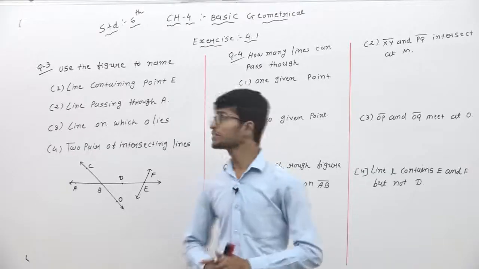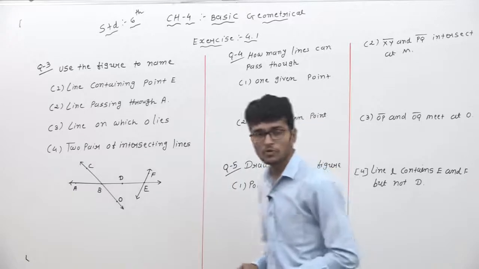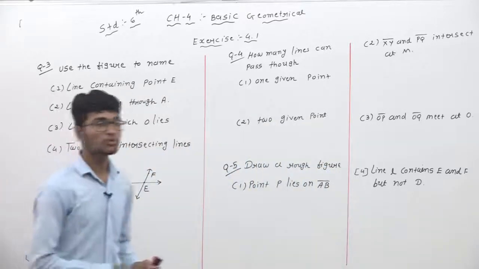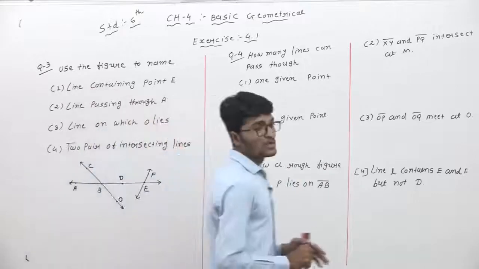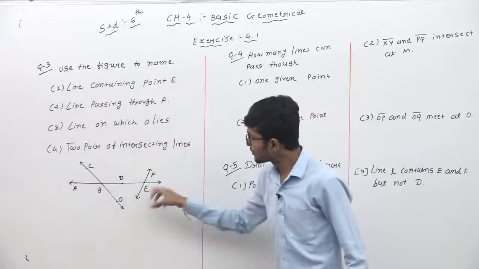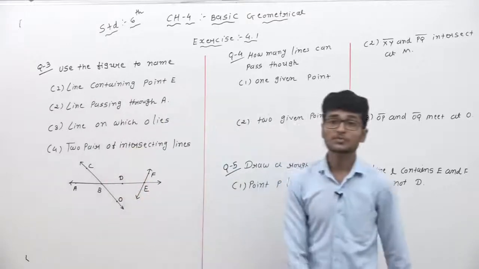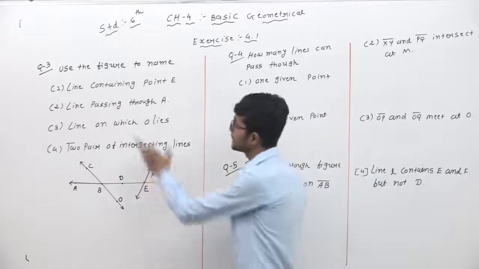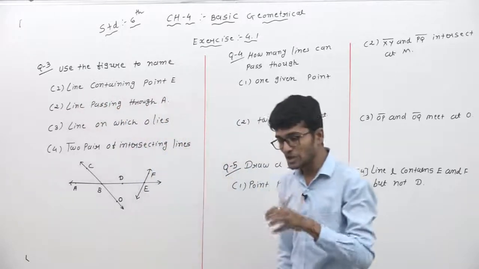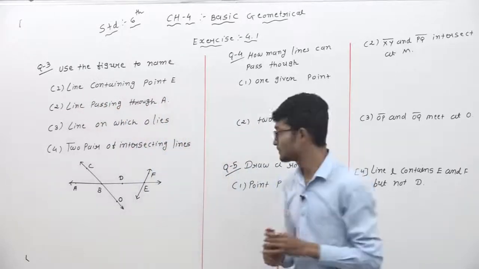Now we continue our chapter number 4, Basic Geometrical Ideas, in Exercise 4.1. In Exercise 4.1, question number 3: use the figure to name. This means a figure is given and we answer four questions. The first question: line containing point E. It means we have to name the lines that pass through point E.